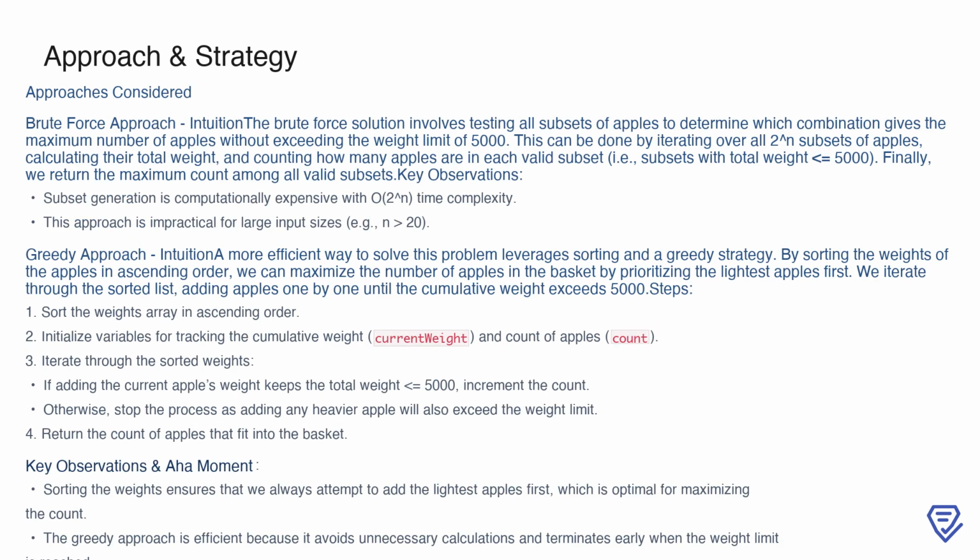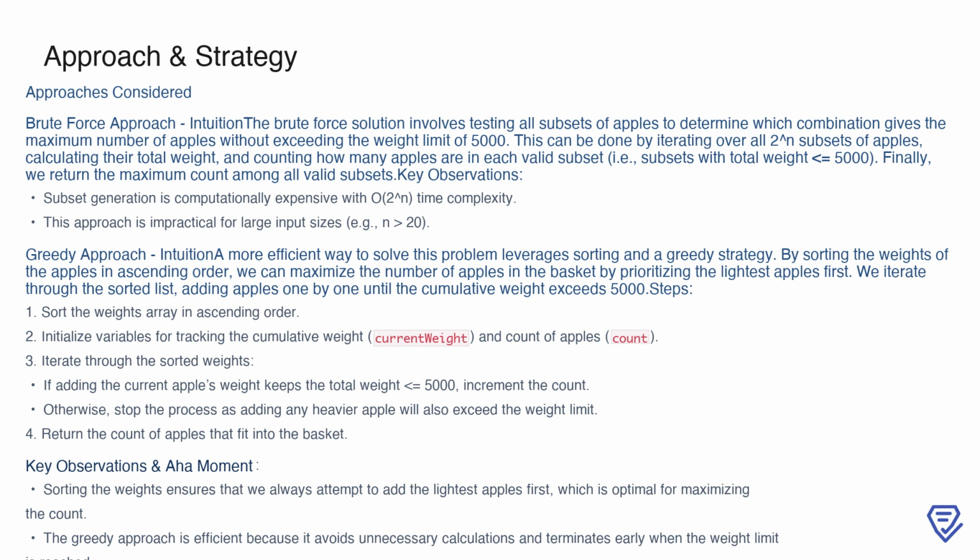To solve the problem of determining how many apples can fit into a basket without exceeding a weight limit of 5,000, we first consider the brute force approach. This method involves generating all possible subsets of apples and checking the total weight of each subset. For valid subsets, meaning those with a total weight less than or equal to 5,000, we calculate the number of apples and track the maximum count across all valid options. The downside of this approach is its computational expense. It requires evaluating 2 to the power of n subsets, which becomes impractical for larger input sizes, such as when n exceeds 20.